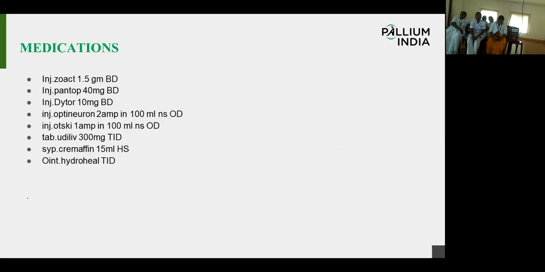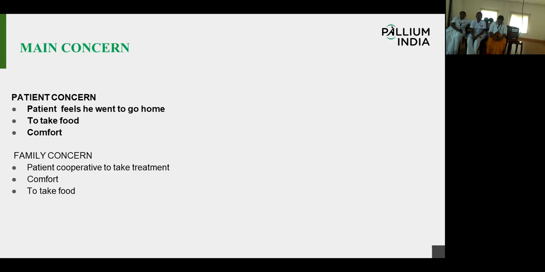Medications: injection Joy 1.5 grams twice a day, injection Pantap 40 mg twice a day, injection Dita 10 mg twice a day, injection Optinurin 2 ampoules in 100 ml NS once a day, injection Otski 1 ampoule in 100 ml NS once a day, tablet Udiliz 300 mg thrice a day, syrup Crimafin 15 ml at bedtime, ointment Hydrohil.